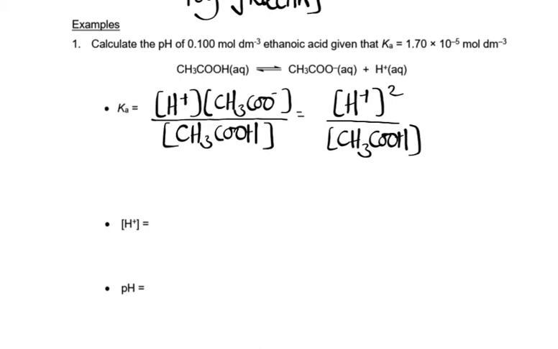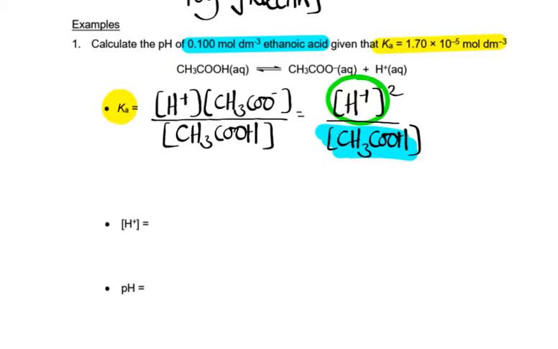Let's just have a look at the question and see what we know. Well, we've been given the acid dissociation constant for ethanoic acid. So that's 1.7 times 10 to the minus 5. And we've also been given the concentration of the ethanoic acid, which is that. And the question is asking for the pH of the ethanoic acid. And in order to get the pH of the ethanoic acid, first we need to get the hydrogen ion concentration.